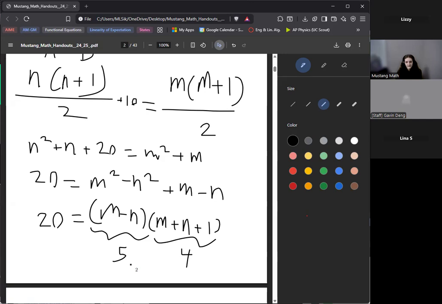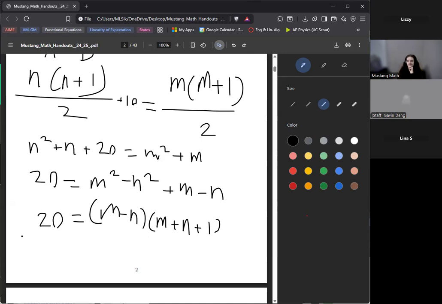Yeah, okay, so we can check and see what values make that work. So we have m minus n is equal to 5 and m plus n plus 1 is equal to 4. And that's not possible. So I think it has to be like 2 and 10. Possibly. If you try 2 and 10, you'll also realize that isn't possible because m minus n and m plus n plus 1 can't both be even.